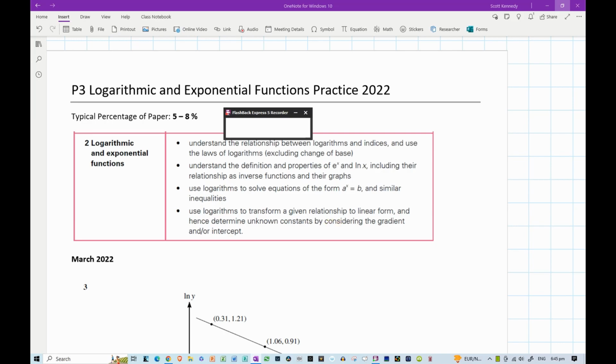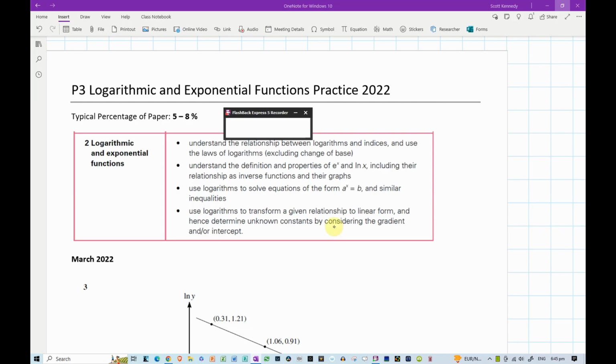Now we can get rid of our ln's by going e to the power of both sides, which will leave us with 2x minus 1 equals x plus 1 squared over x. Now we get rid of that x in the denominator by multiplying both sides by x, so 2x squared minus x equals x plus 1 squared. Expand out the right hand side, which will be x squared plus 2x plus 1. Bring everything across to the left hand side, so that would be x squared minus 3x minus 1 equals 0.